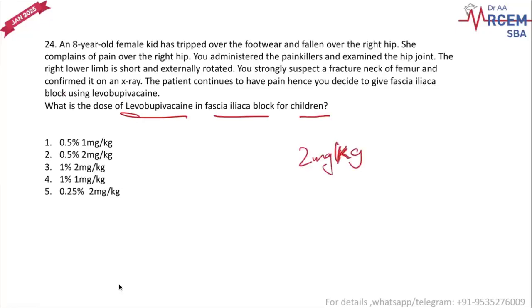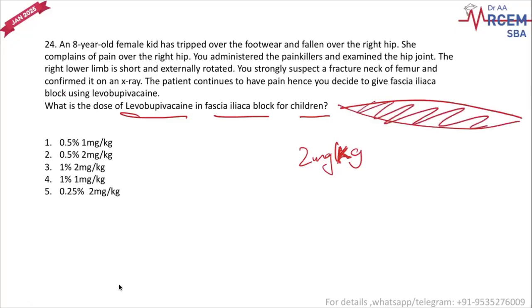The one parameter I have not explained to you is what a fascia iliaca block is. We'll be learning about the fascia iliaca block in our procedures. One thing you need to remember here is that it is a large area you need to anesthetize. So you need a large amount of fluid. That means a large amount of drug should be there.